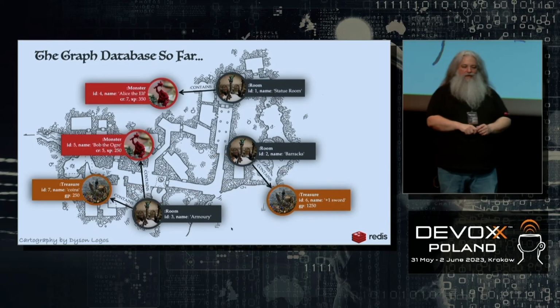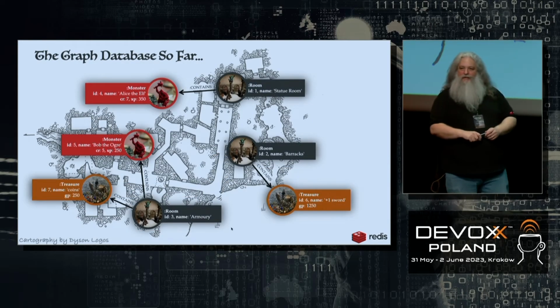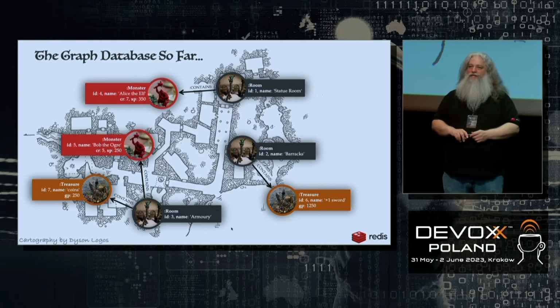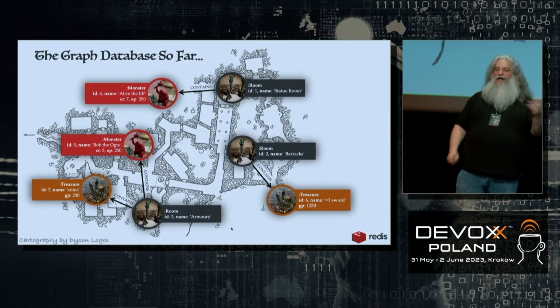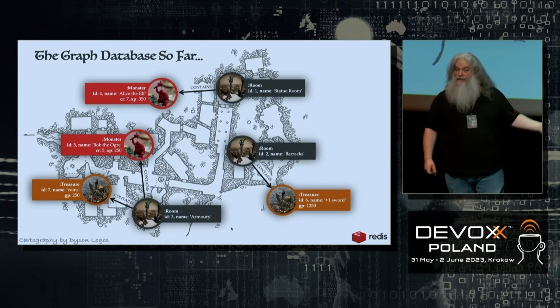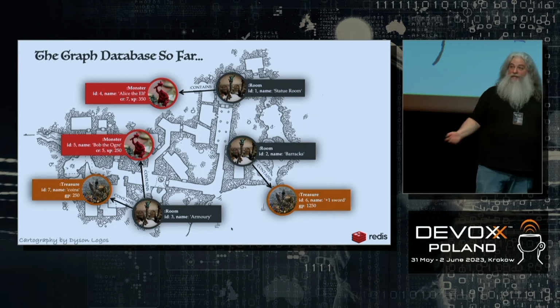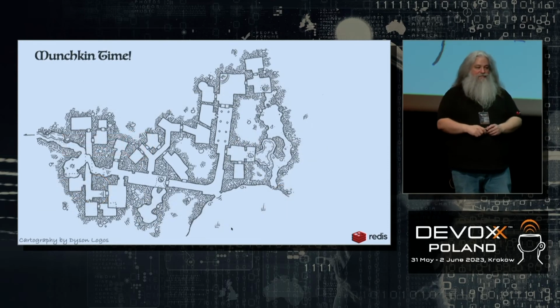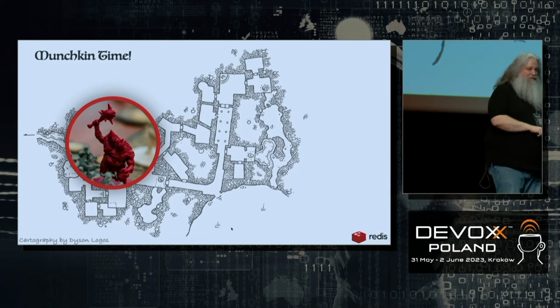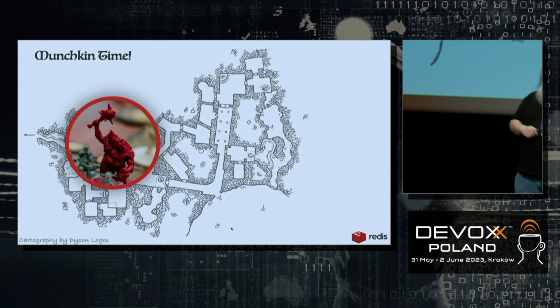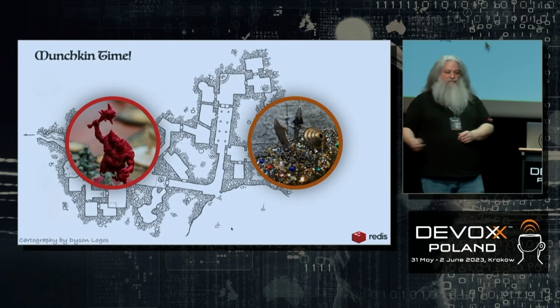Our relational database has little isolated pockets. Each room is a little isolated subgraph. The room has a monster, room has a treasure, room has a monster and a treasure. And with what we have so far, we can do some interesting queries. For example, it's Munchkin time. Let's find rooms with good monsters, rooms with good treasures.